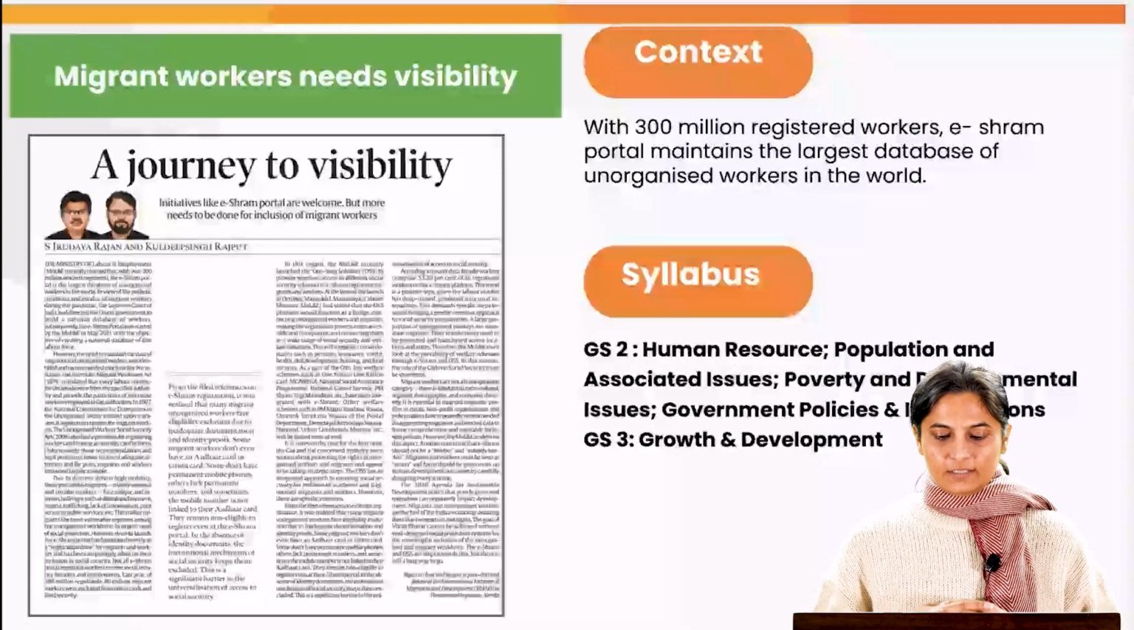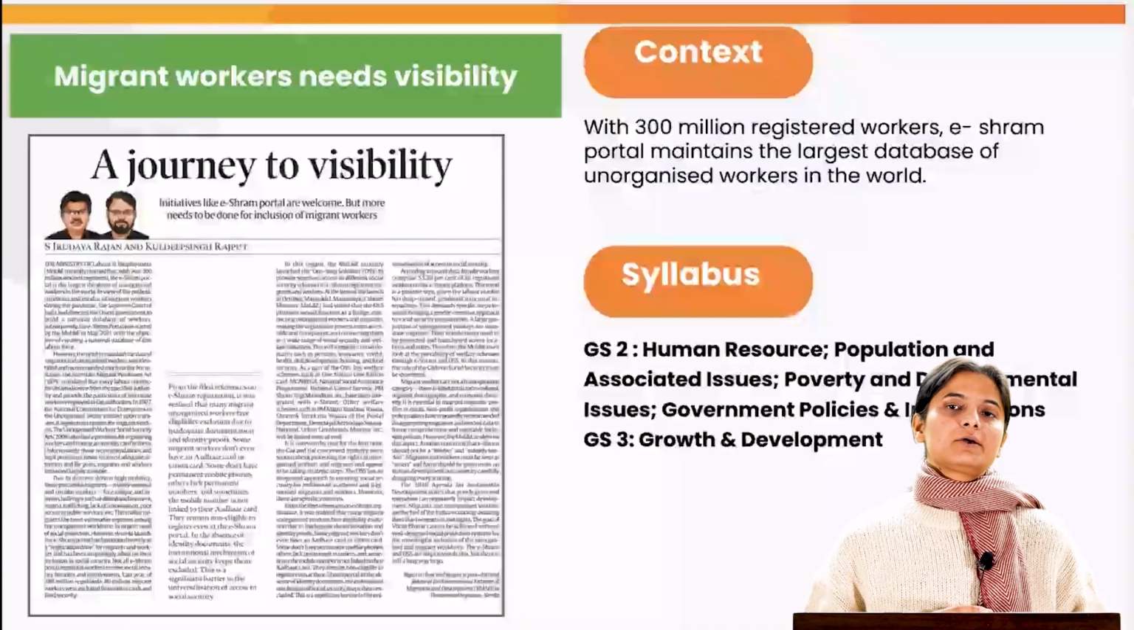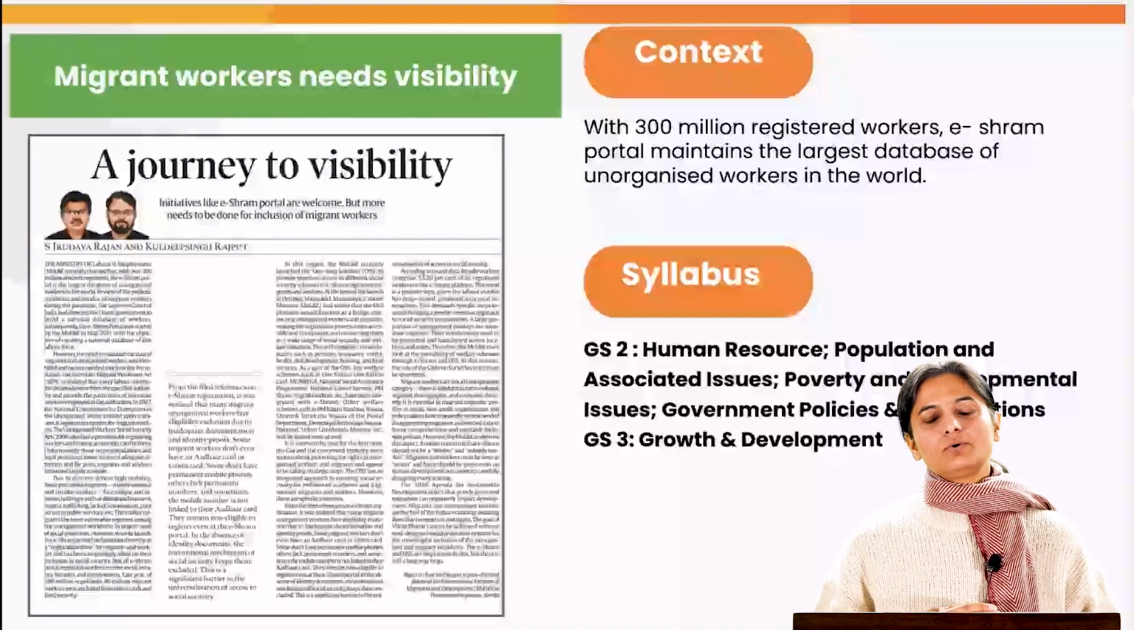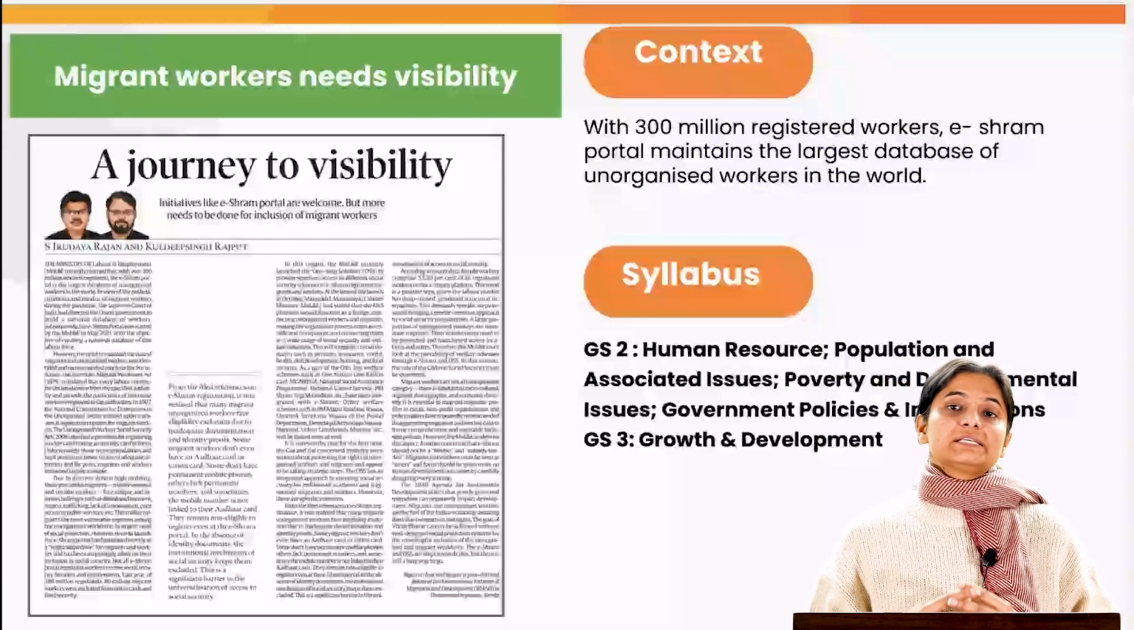So beginning with the first article of the day, with the Ministry of Labour and Employment coming out with the data that now India stands at the rank 1 when it comes to registering and documenting migrant labours with over 300 million population in it. Now we have to see this issue in entirety.